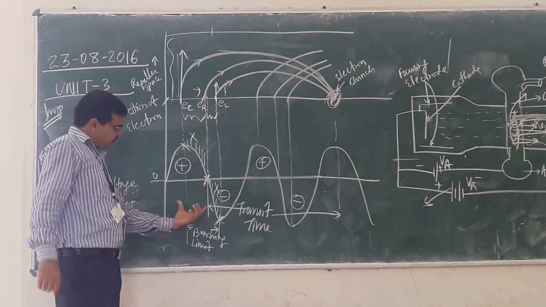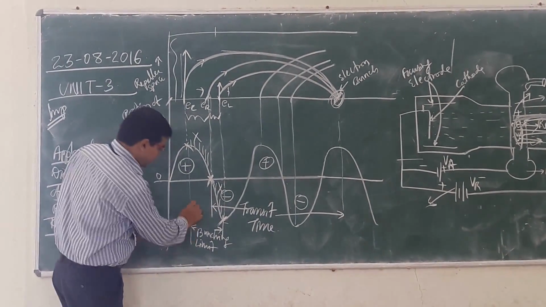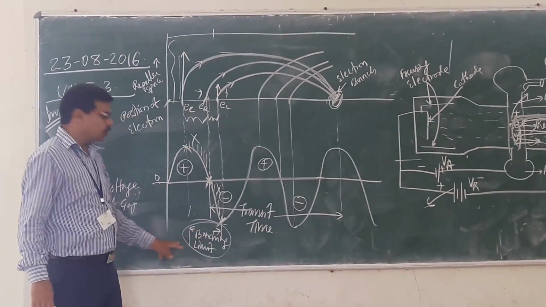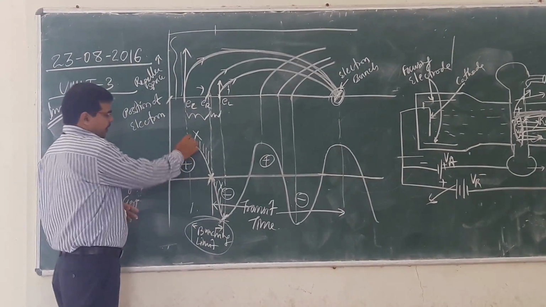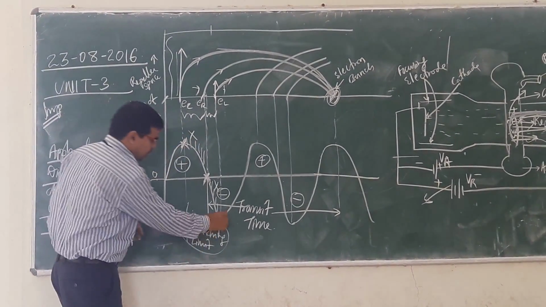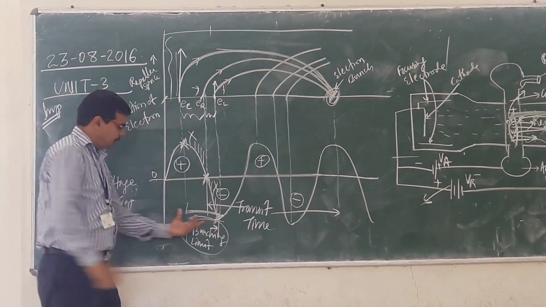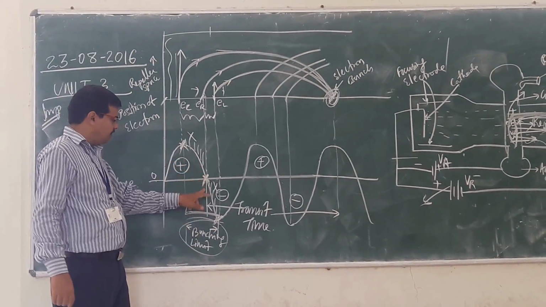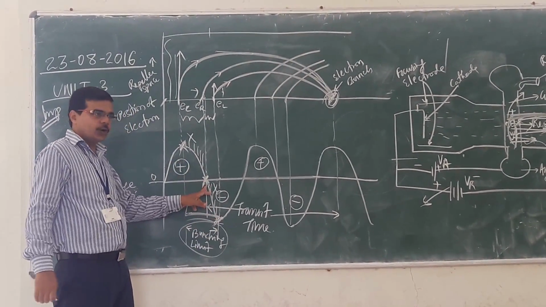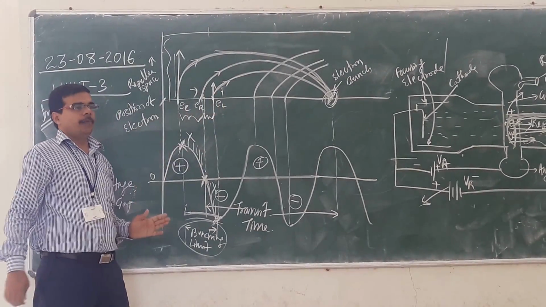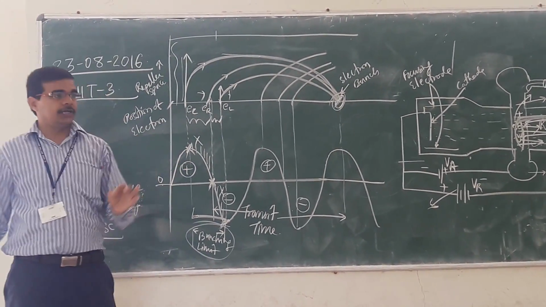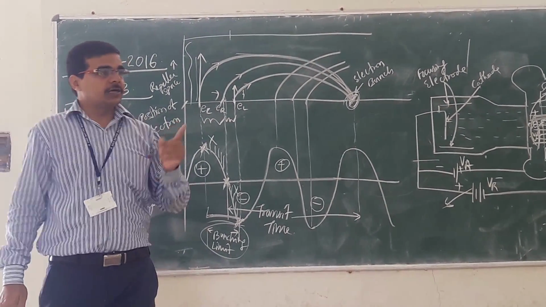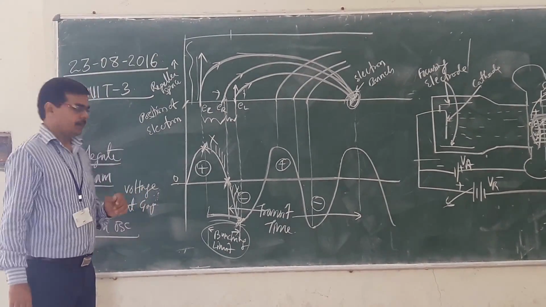Okay. Now if you are seeing this, you are having the bunching limit. Bunching limit is starting from this to this point. This is your bunching limit. Here only you will have the bunch. So whatever electrons you are having with the positive, negative and zero, combinedly they will form the bunch, and you will have one bunch per cycle.